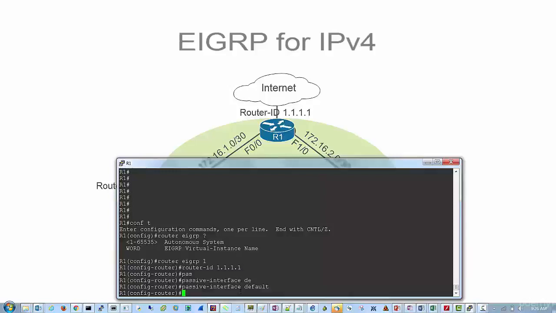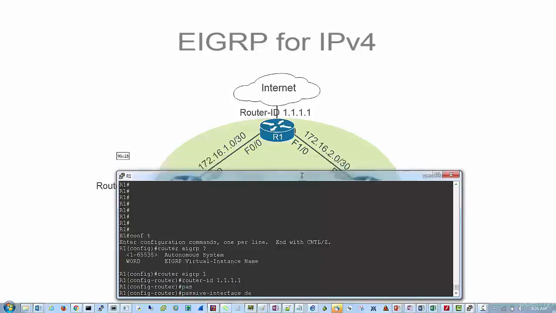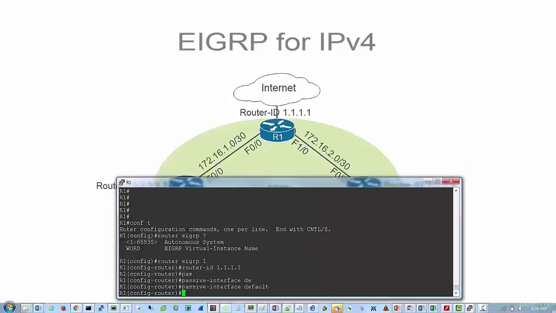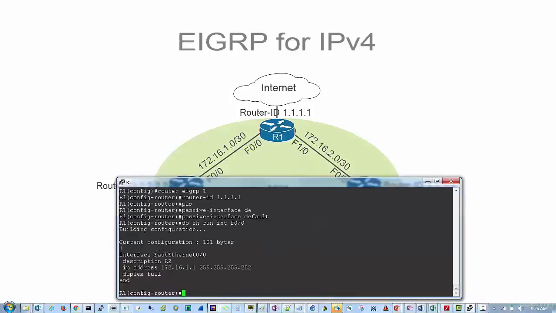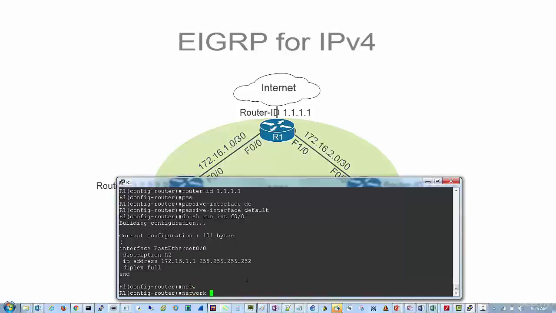Next, we have to add our network statements to enable EIGRP on the routed interfaces off of R1. If we take a look at those interfaces, starting with F0/0, we can see that this IP address is on the 172.16.1.0/30 network. So let's first say network, and then the actual network, which would be 172.16.1.0.